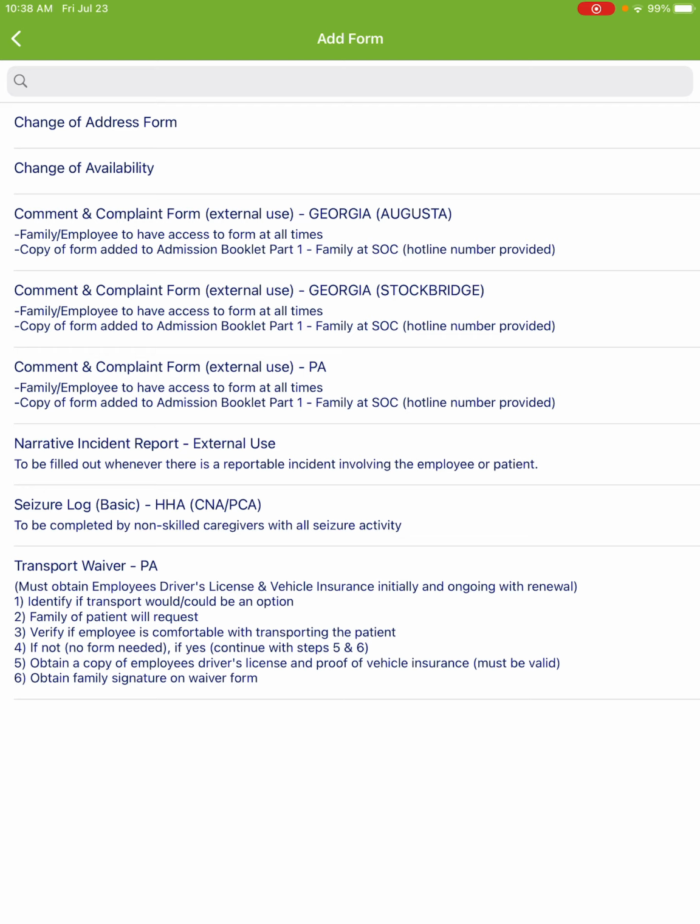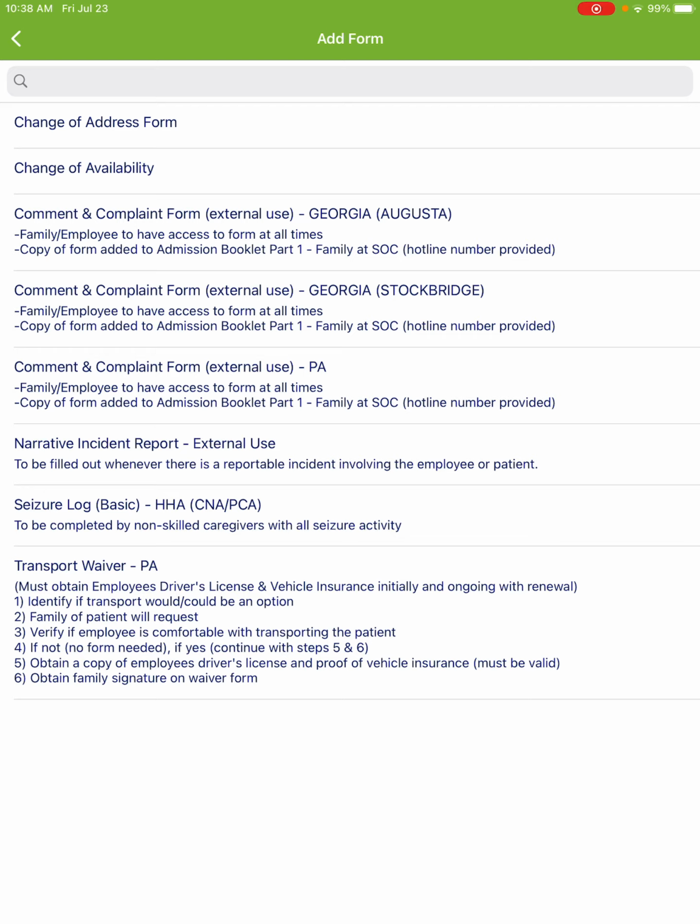Your narrative incident report, that would be for you guys, so that is essentially your statement. If there is an incident or something happens, a comment and complaint form would be filled out, and then you would fill out the narrative incident report with your specific statement. And then you would have the seizure log, and then a transport waiver, which is specific to PA.